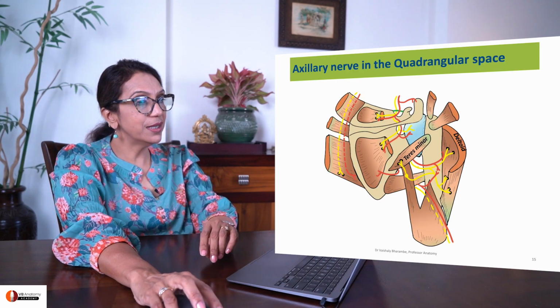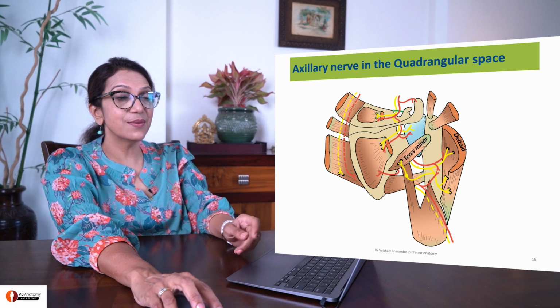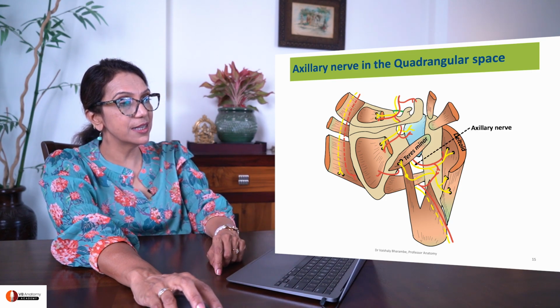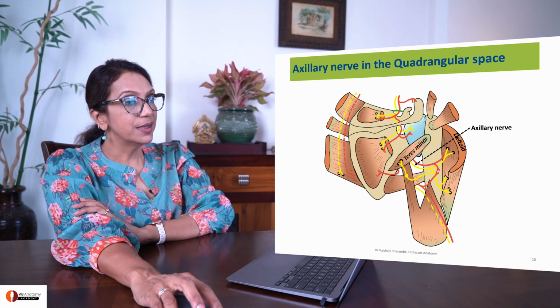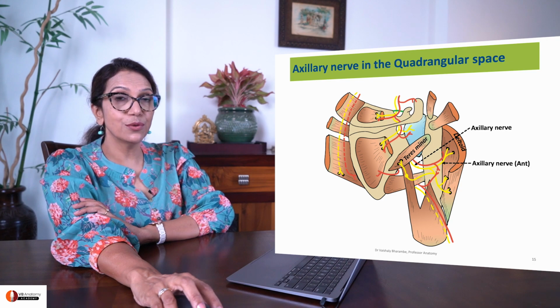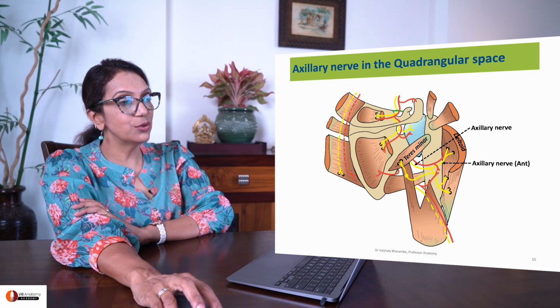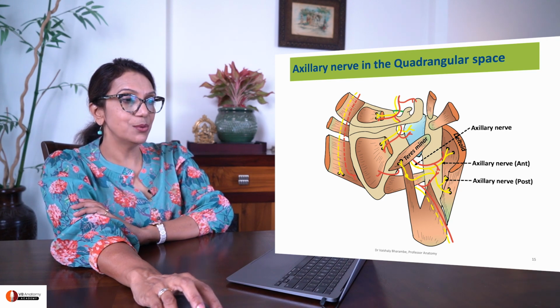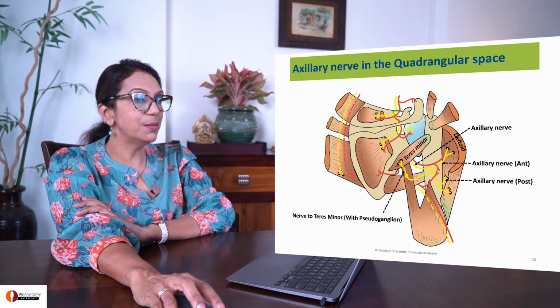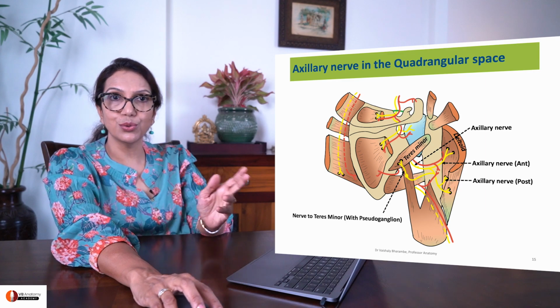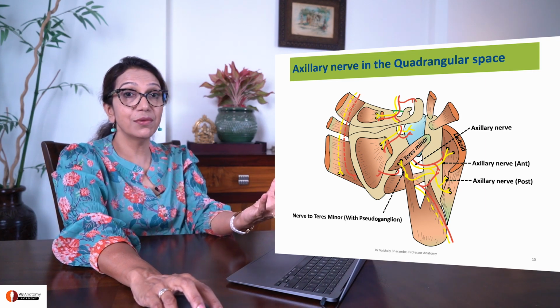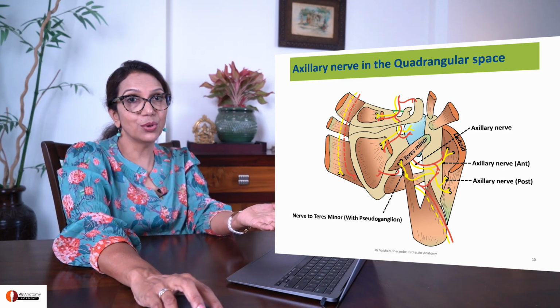Right. So now here can we see it in gross as well? Yes, you can see the axillary nerve emerging out through the quadrangular fossa. We assume that it has already supplied the capsule of shoulder joint. Now it divides into an anterior branch and a posterior branch. The posterior branch is also giving rise to a nerve to teres minor with the pseudo ganglion. This is what it will appear like when you dissect on the cadaver.